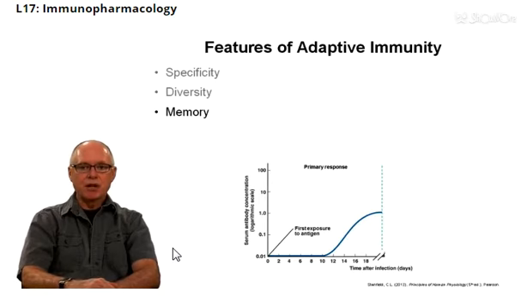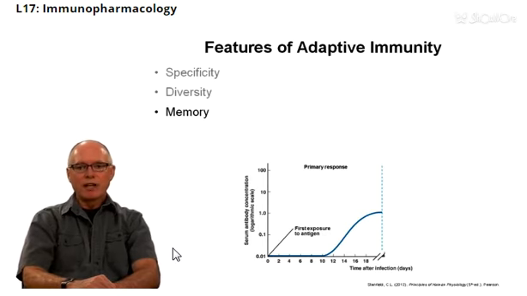The graph on the left shows this primary response, where antigen-selected B and T cells proliferate and differentiate into effector cells. This process takes time, and initially one might feel ill, because it takes a while for the antibodies and cytotoxic T cells to develop and combat the pathogen.